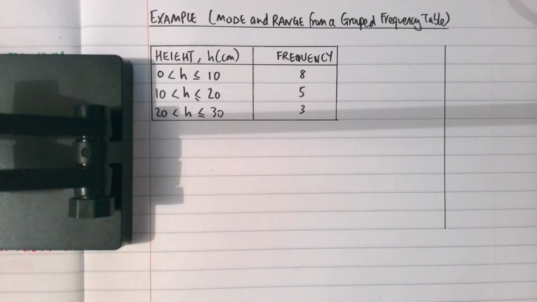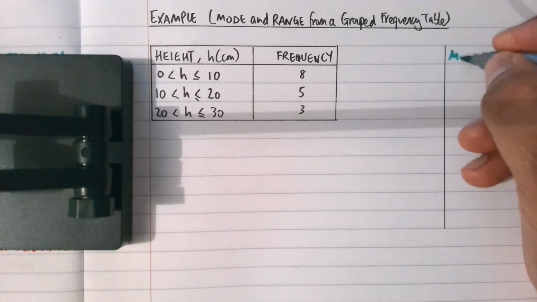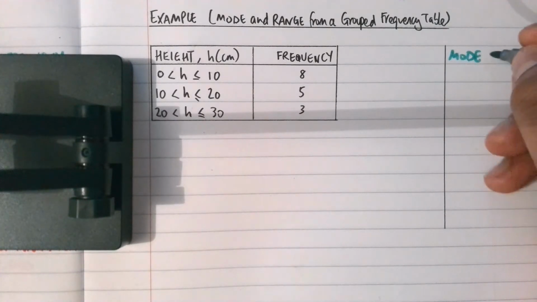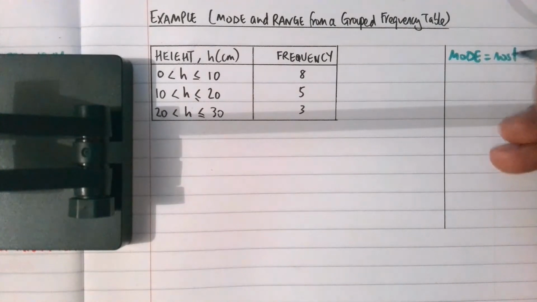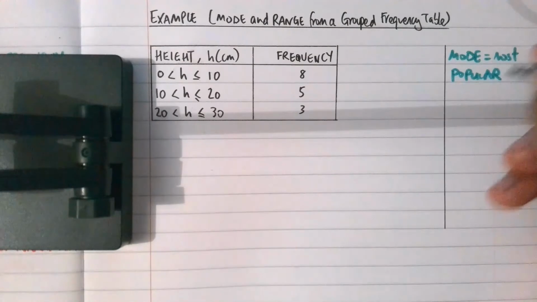For this example, we're going to work out the mode and the range for information that's presented in a group frequency table. Okay? So to work out the mode, we're looking for the most popular piece of information, or the one that turns up the most often. In this case, we're trying to identify the class interval that is the most popular.